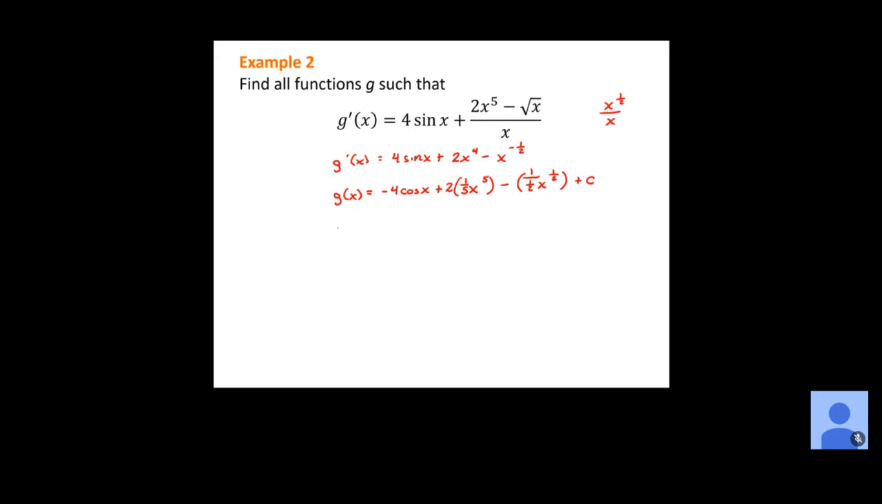All right, so now I'm just going to clean this up. So g of x, we have -4 cosine x plus 2/5 x to the 5th. And then like we said, 1 divided by 1/2, same thing as 2 x to the 1/2. And then we have our plus c. Again, I'm actually going to change this on this line just so it's clear. We keep the 4, antiderivative of that is negative cosine x. And that's how I got the -4 cosine x for that one.